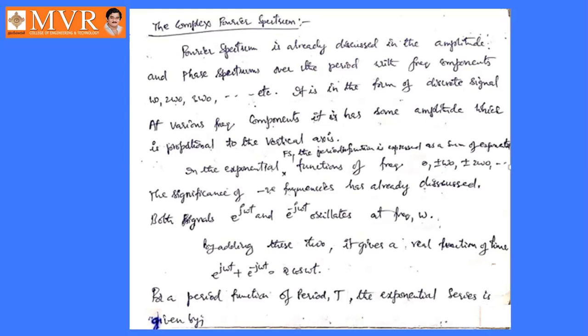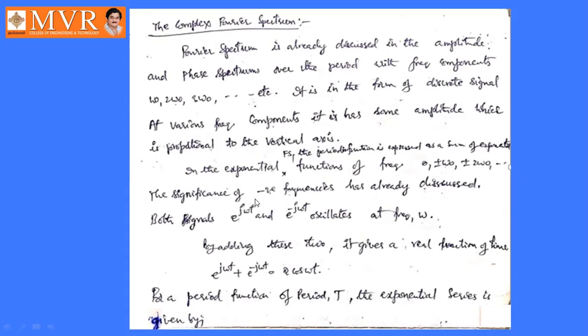So in the exponential Fourier series, the periodic function is expressed as a sum of exponential functions of frequency 0, plus or minus omega naught, plus or minus 2 omega naught, up to plus or minus n omega naught. So the significance of negative frequencies has already been discussed here.